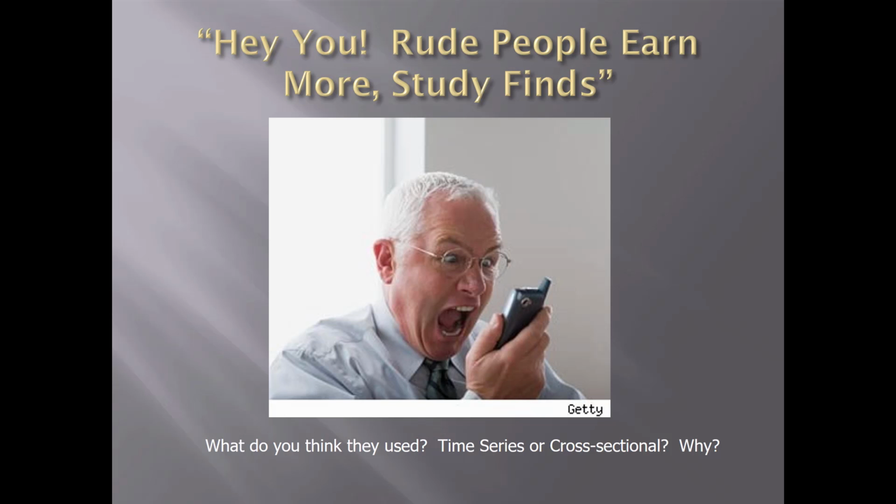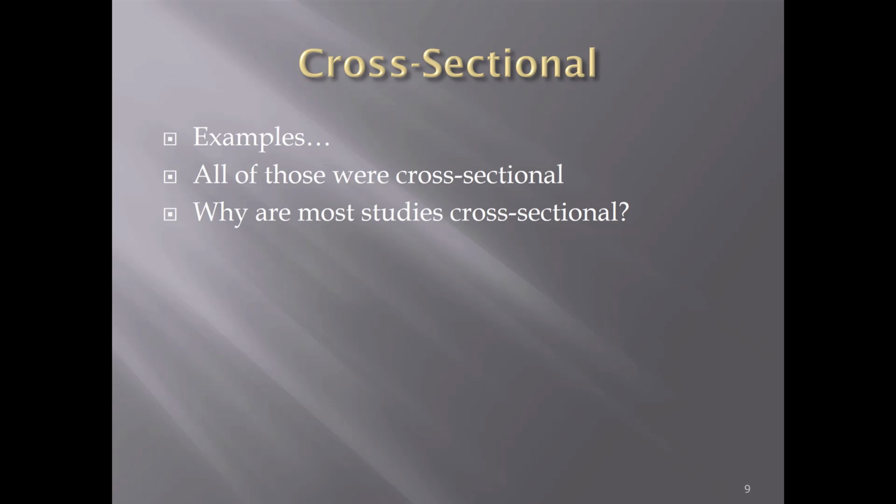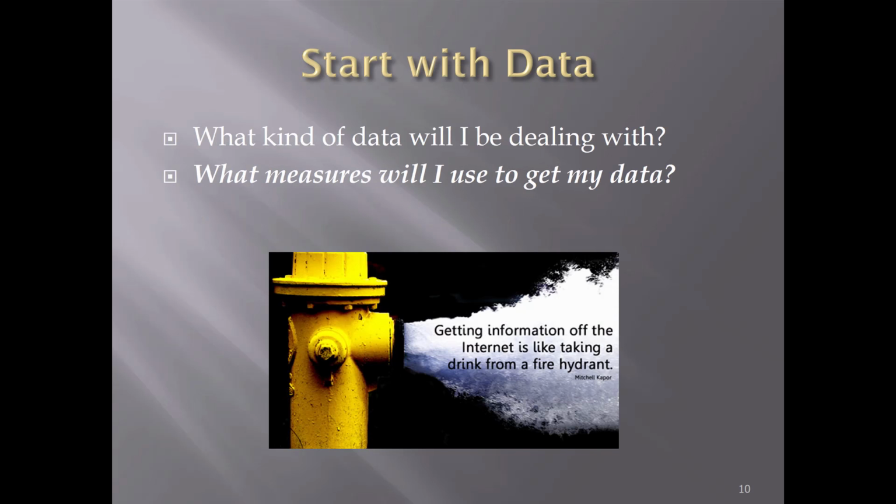So you can imagine what might be going on there is, maybe rude people are more likely to get their way. Or maybe it's the other way around. Maybe people that make more are actually burnt out and so they're more rude. So all of those examples were cross-sectional, and most studies are cross-sectional, simply like what I said, resources available.